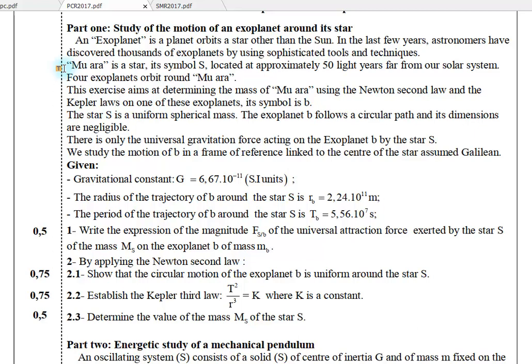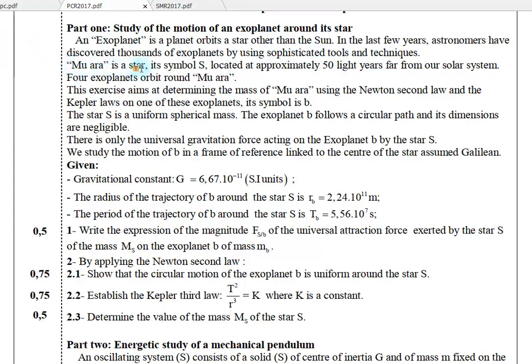So an exoplanet is a planet that orbits a star other than the sun. يعني an exoplanet يعني واحد بلانيت ما كتنتميش يعني المجموعة الشمسية ديالنا، وهي كتدور حول يعني نجم آخر، يعني كينتمي لمجموعة شمسية أخرى. In the last few years, astronomers have discovered thousands of exoplanets by using sophisticated tools and techniques.